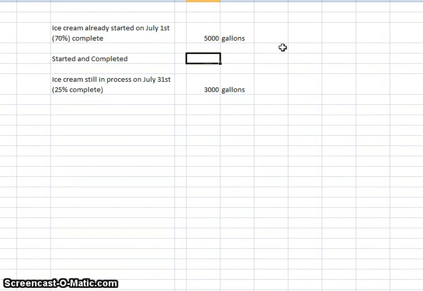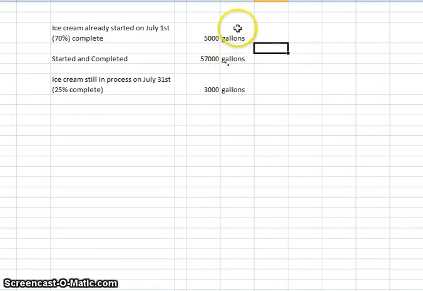So the question is how many were started and completed during the month? And this is probably one of the biggest challenges of this problem, is coming up with this number. Well, started and completed during the month was 57,000 gallons. Now, how did I come up with that? Well, if you look at it for a second, you had 5,000 gallons that were in process already. You started and completed another 57,000 gallons. The sum of these, adding the 5,000 and the 57,000 together, is 62,000 gallons worth of ice cream.